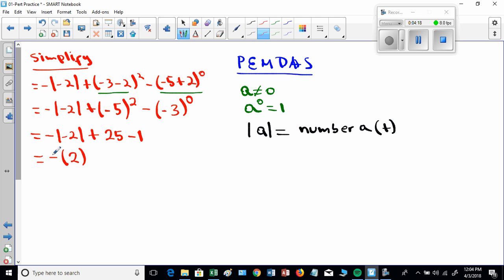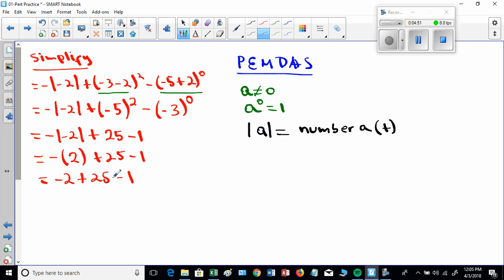Once again, this negative is not from the absolute value. This is outside the absolute value. Plus the number 25 minus 1. We don't have multiplication and division in this case, so we're going to skip that. We're going to keep going with PEMDAS. Now we're going to go into addition and subtraction in the order they appear. So you have a parenthesis with a +2, and it has a negative in front, so that becomes, once you eliminate the parenthesis, -2 plus 25 minus 1.